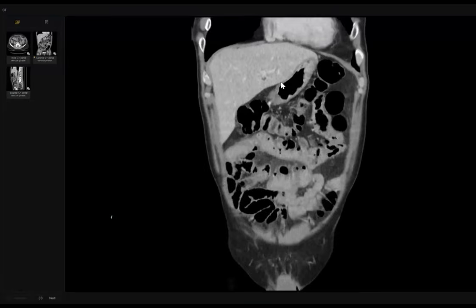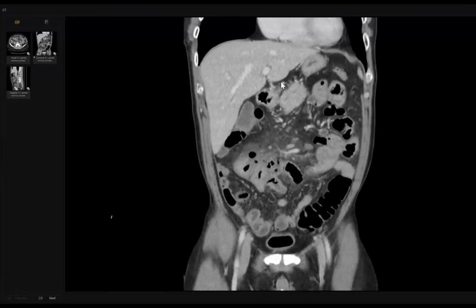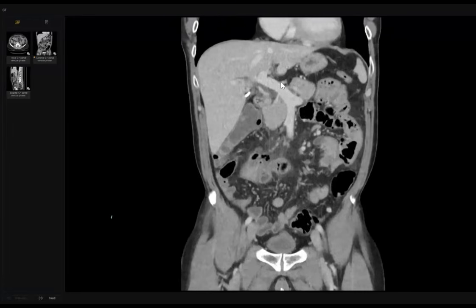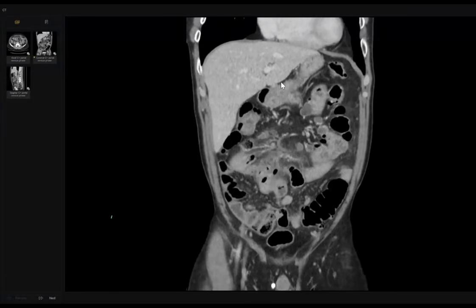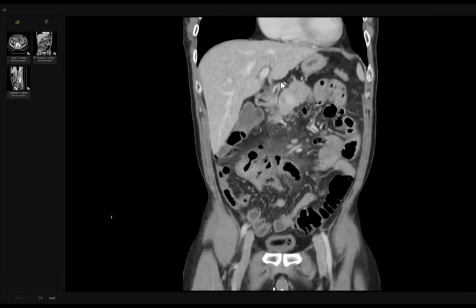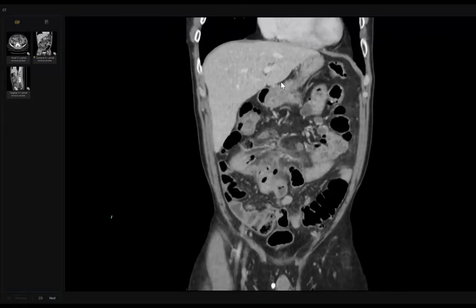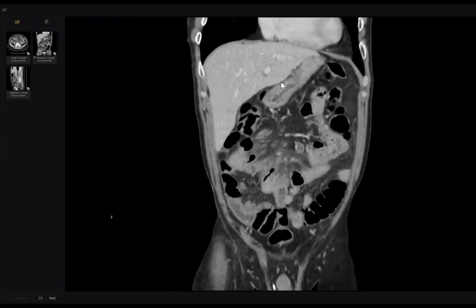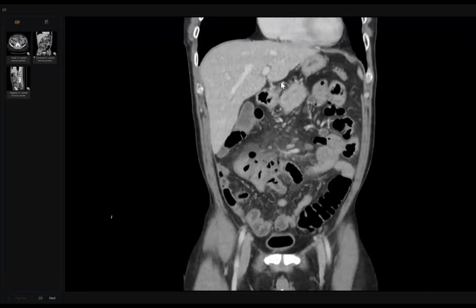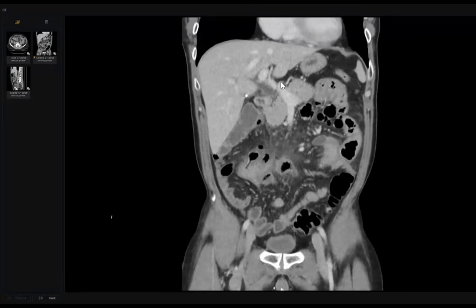Sir, it is under the right hemidiaphragm actually. Okay, so what does it mean? So it can be a pneumoperitoneum. I would confirm on the lung window. Okay. What else? Please concentrate in the area of importance. Concentrate again. Sir, there is diffuse thickening of the bowel loops with significant fat stranding.